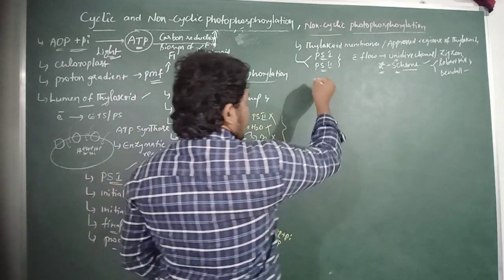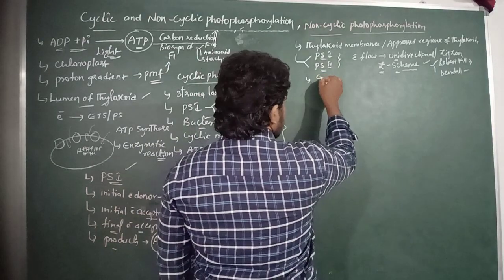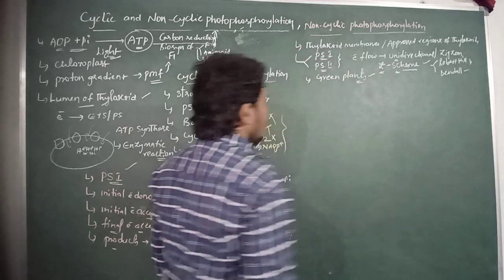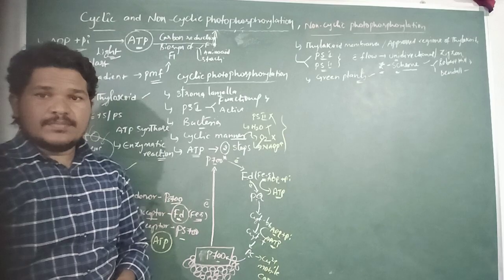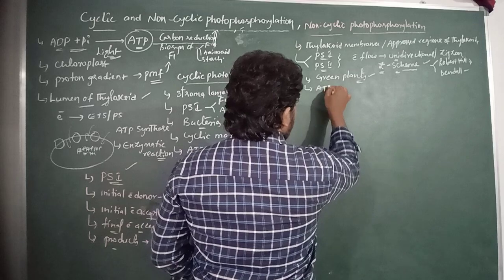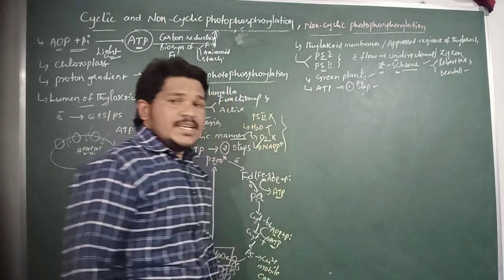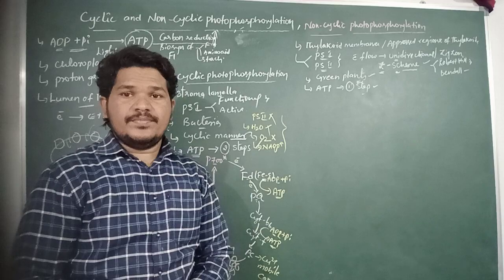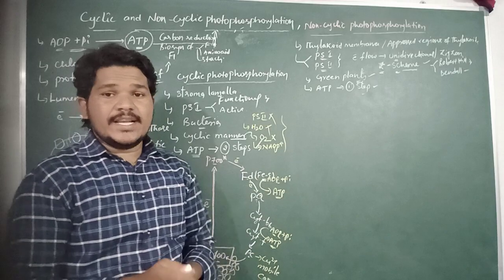The non-cyclic photophosphorylation is found dominantly in all green plants. The ATP is synthesized at only 1 step in the non-cyclic photophosphorylation. These are the few basic important points related to the non-cyclic photophosphorylation.